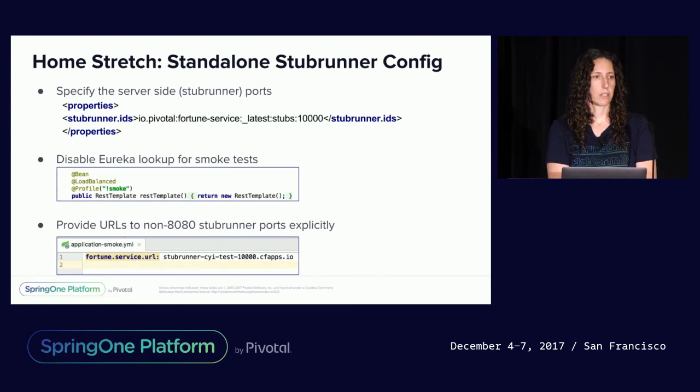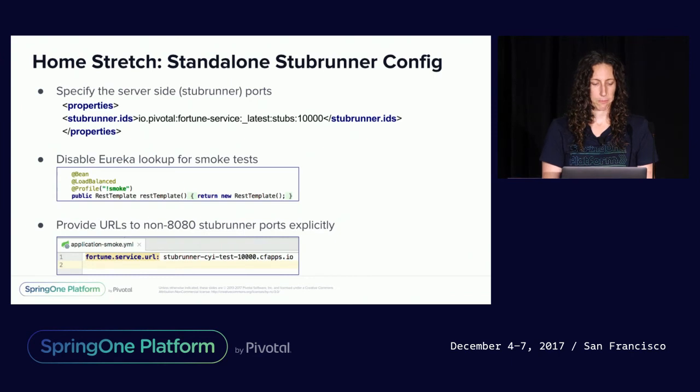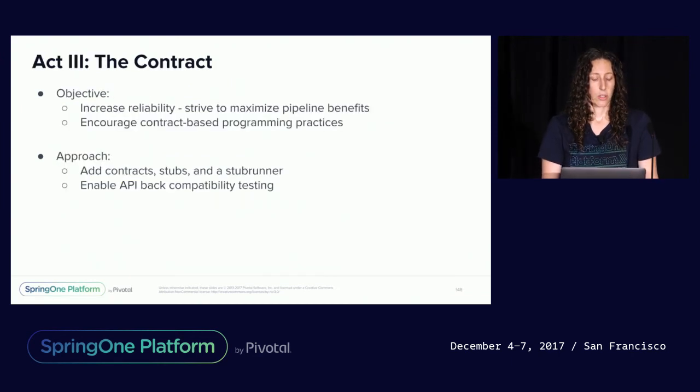So what's missing here is just the final integration with Eureka, so that the address gets registered in Eureka in a way that makes sense to Greeting. That's the only piece missing. So this is some extra configuration to do right now. So that's the end of Act 3. You've got your contracts. You've increased reliability. You can really maximize your benefits. You can start to use contract-based programming much more easily.